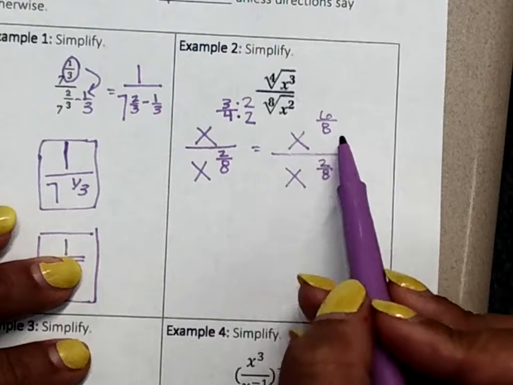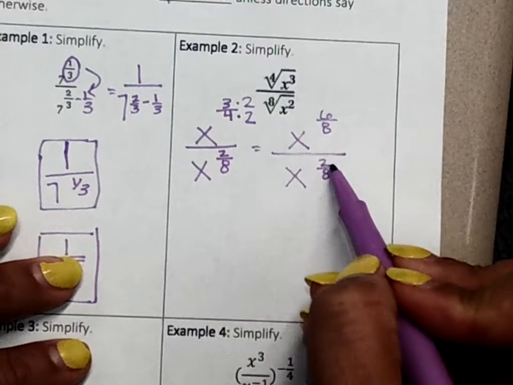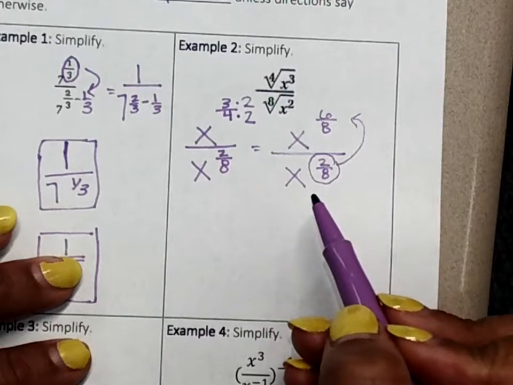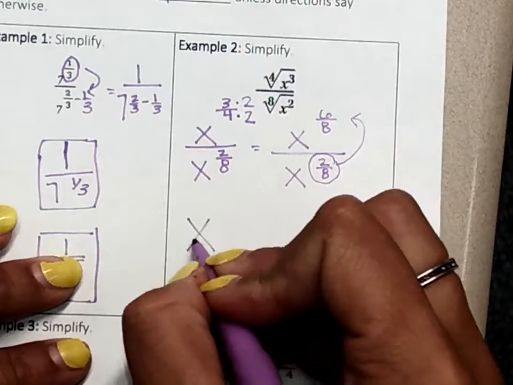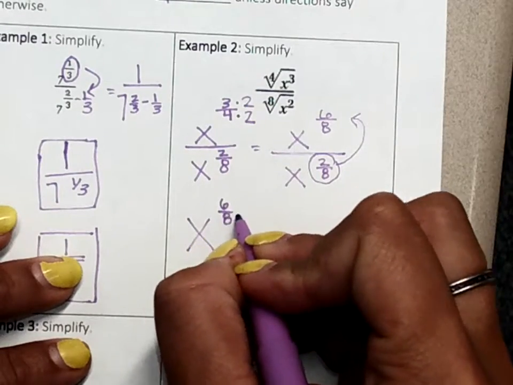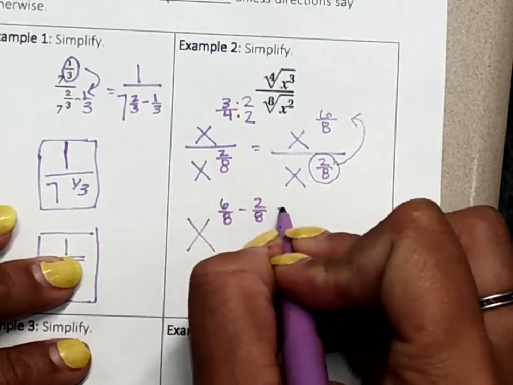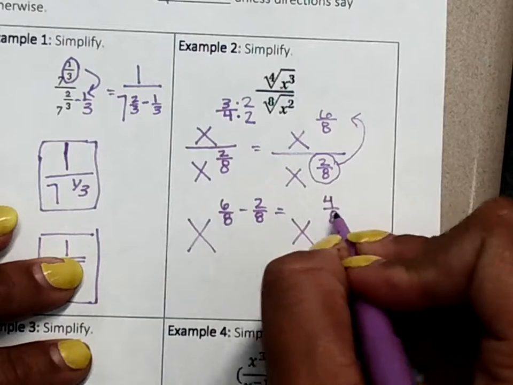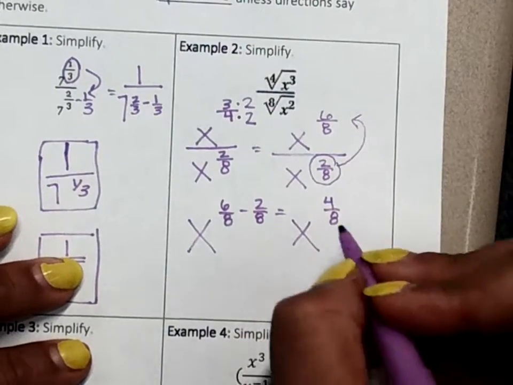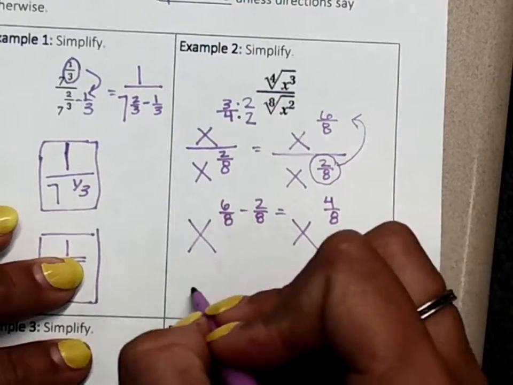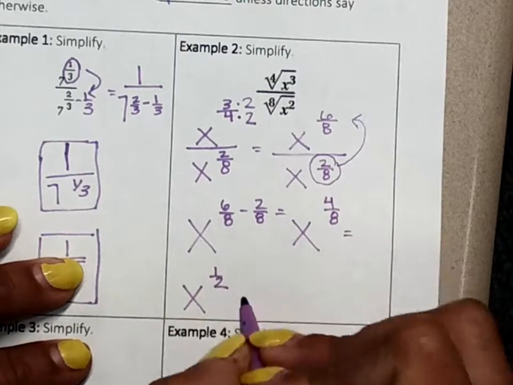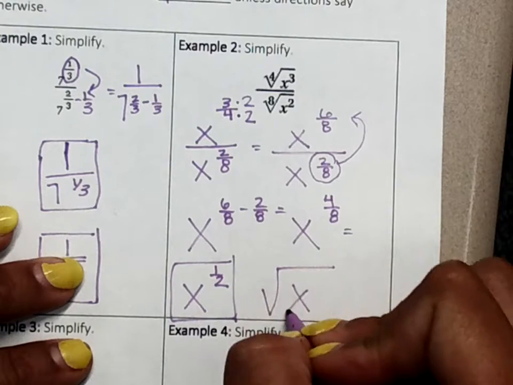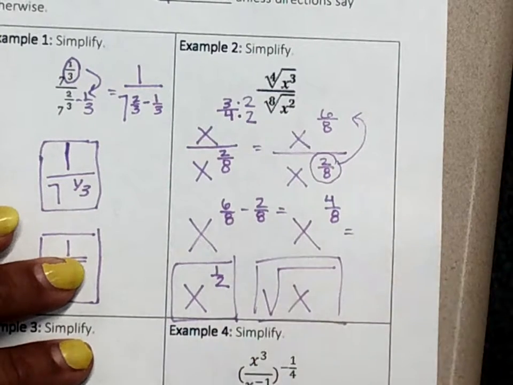Now because the bigger exponent is on the top, I'm going to subtract the bottom one from it. This gives us x to the 6/8 minus 2/8, which gives us x to the 4/8. 4/8 can also be written as x to the 1/2. In radical form, this would simply be the square root of x.